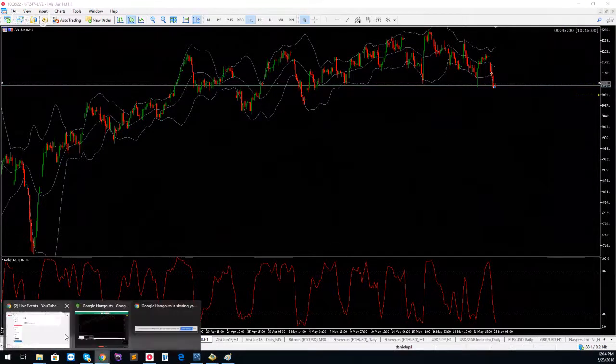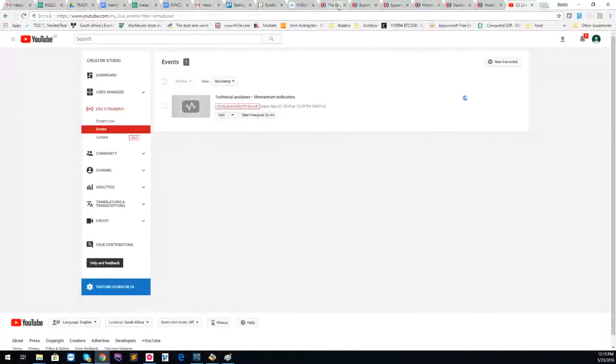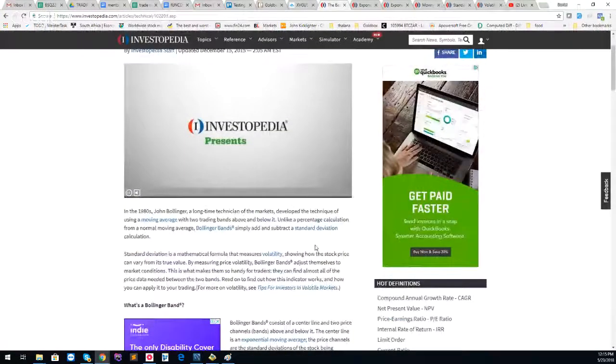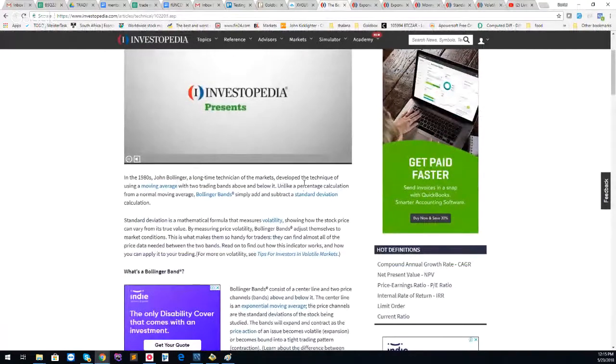Now, let's just go over here. So John Bollinger, 1980s, is a long-time technician of the markets, developed the technique of using a moving average with two trading bounds above and below it. Unlike percentage calculations from a normal moving average, Bollinger Bands simply add and subtract a standard deviation calculation. Standard deviation is a mathematical formula that measures volatility, showing how stock price can vary from its true value by measuring price volatility, and so on.